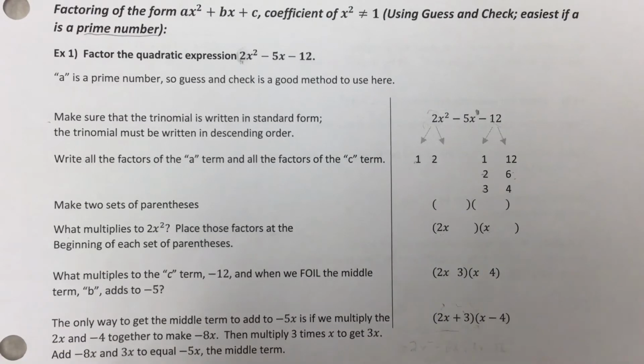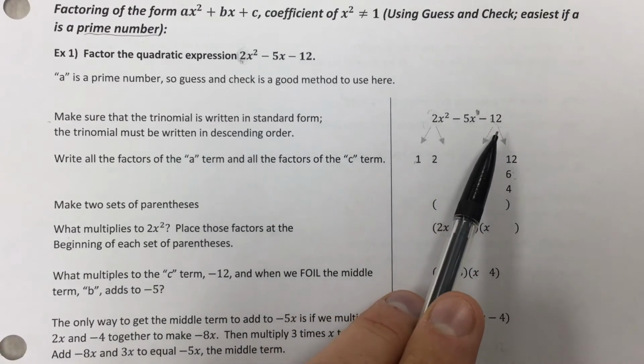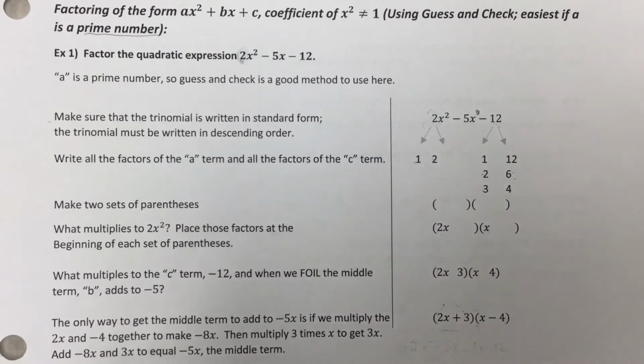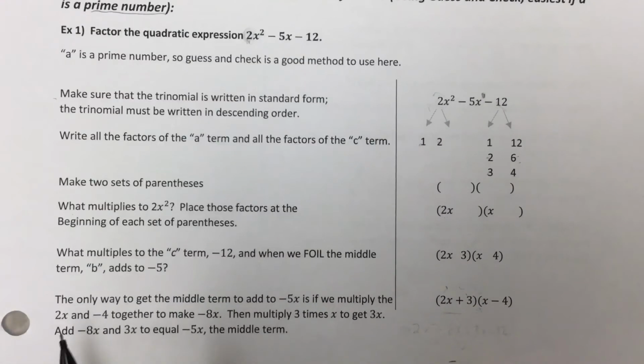Okay? Now, the tricky part is you're saying what multiplies to c, now negative 12, and when we FOIL it, we get a negative 5x. That's the tricky part. And so you really have to play the FOIL game a lot in your head, plugging all these different numbers in. Because if you did 1 and 12, there's no way that you're going to be able to get 5x in the middle.